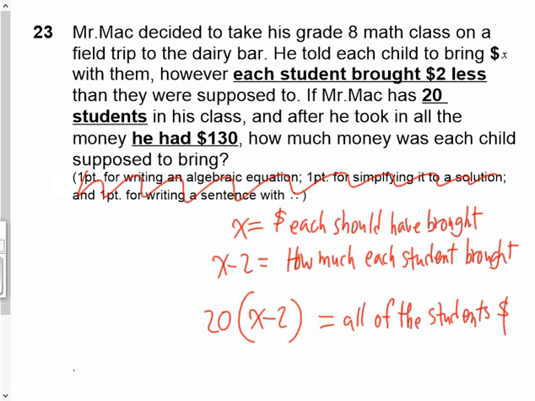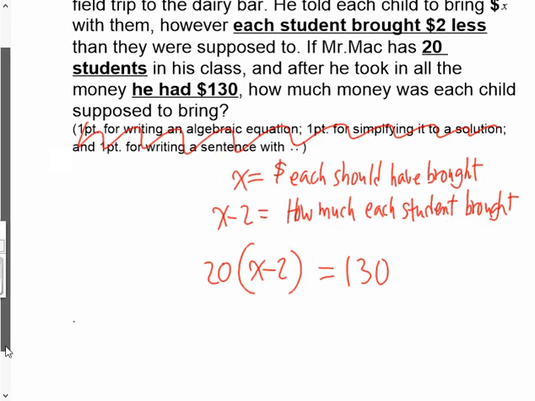Okay? And here's why it's important, because if 20 students each brought X minus $2, and all of the students actually had $130, then I can change that wording of all the students' money into $130. And now what I've done is I've created an algebraic equation that says 20 students each brought X minus $2, and the total was 130. And if I isolate the variable of X, I will know how much money each student brought.